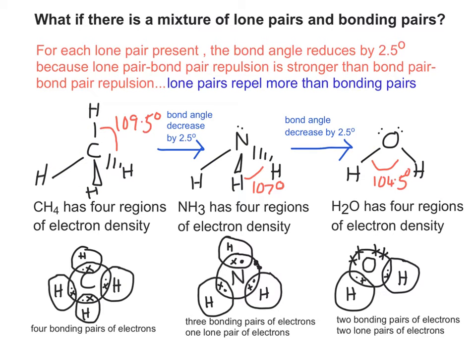So what happens if you have a lone pair instead of a bonding pair? The bond angle will decrease by 2.5 degrees. You can see this going from CH4 to NH3, and again from NH3 to H2O. At the bottom of the screen, I've put in the dot cross diagrams so you can use them to compare. So 4 bonding pairs of electrons in methane, as I've highlighted. There's 3 bonding pairs and 1 lone pair in ammonia, as I've also highlighted. And finally in water, 2 bonding pairs and 2 lone pairs.